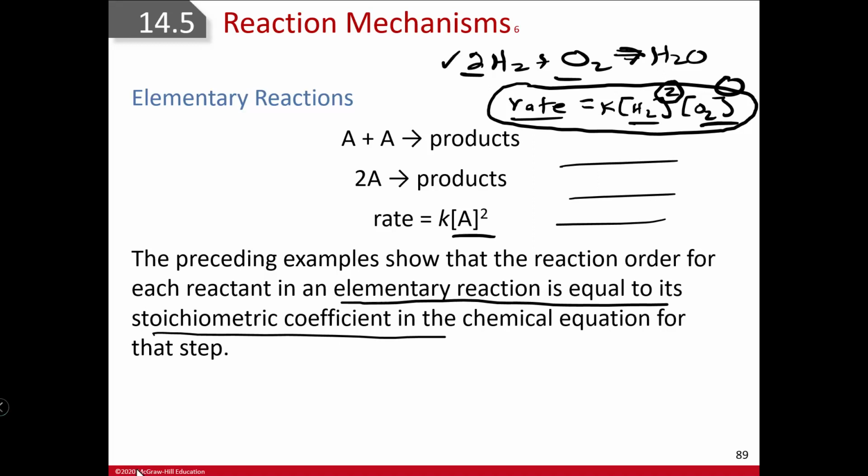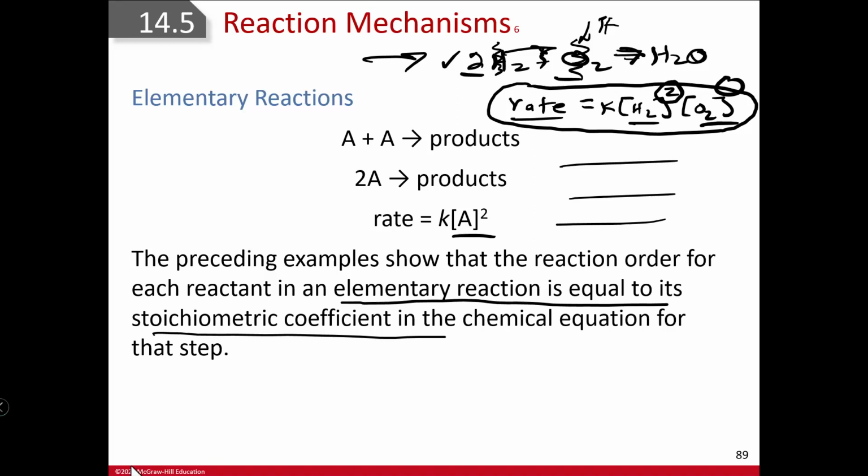We can tell it's not because we know that in one step the bond has to break between the two hydrogens, and the bond has to break between the two oxygens, and the hydrogen has to collide with that monoatomic oxygen to bond with the oxygen, and another hydrogen has to collide to form H2O. So we know that this was originally not an elementary reaction. So do not use the stoichiometric coefficients to write the rate law unless it is an elementary step. And that's where I see most students make the biggest mistake.